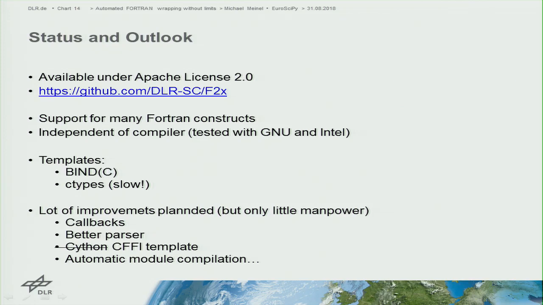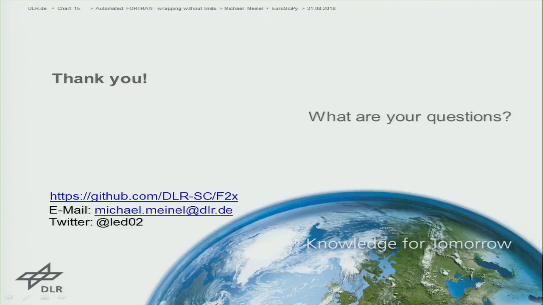So talking to different people here at the conference, I learned that callbacks will be very important to get people using my tool. Then I want better paths, I already told. My Cython idea was yesterday improved by the PyPy people to say, okay, better use CFFI. So my next template will probably be CFFI. And then I also want to integrate some automatic module compilation to make it as easy to use as F2Py currently is. So that's what I have to say.